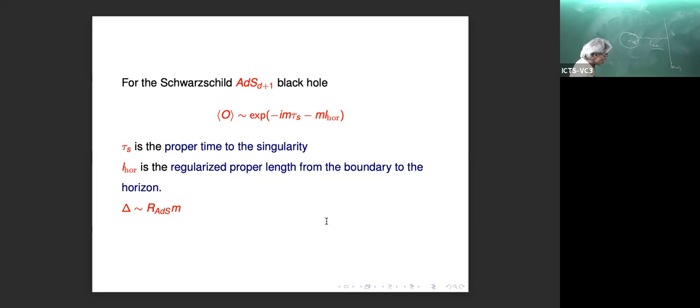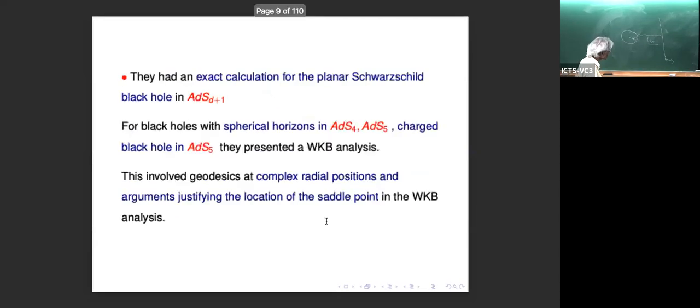So this is tau s, the proper time from the horizon to the singularity. You drop a particle here at zero energy and just let it go inside, and then you calculate that time from here. This is the structure they say the one-point functions have.